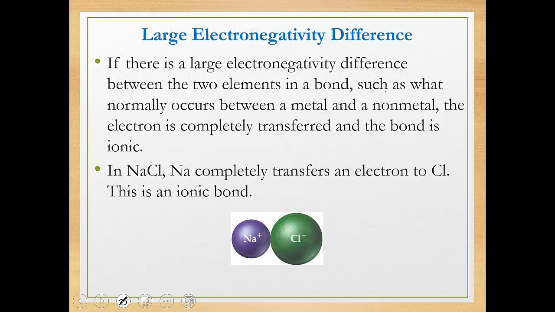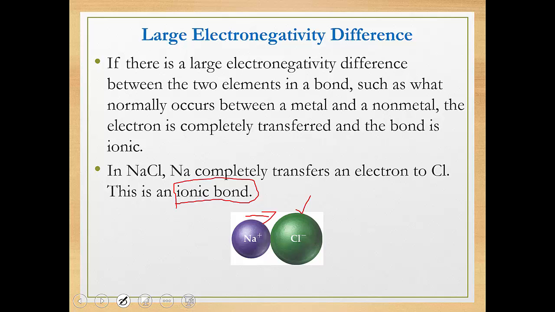Now, what if I have a really, really big difference between the two, such as what we normally get with a metal and a nonmetal? Well, when you have a really big electronegativity difference, the one that's more electronegative is usually so strong, it just rips the electron off the other one. There's a complete transfer, and this is when we get an ionic bond.